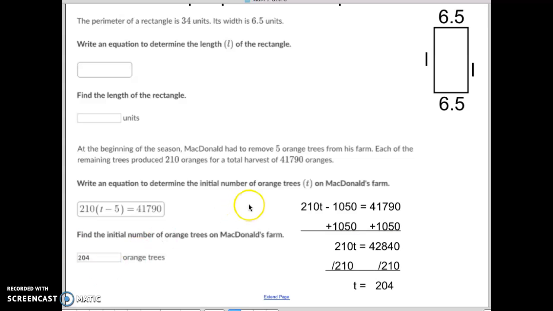So losing 5 trees is very sad. I hope they had a memorial for those 5 trees.